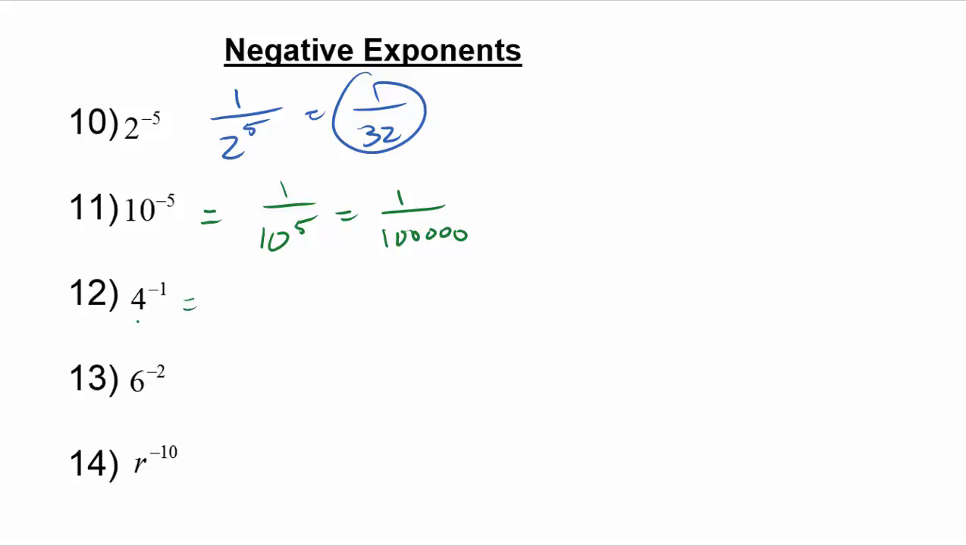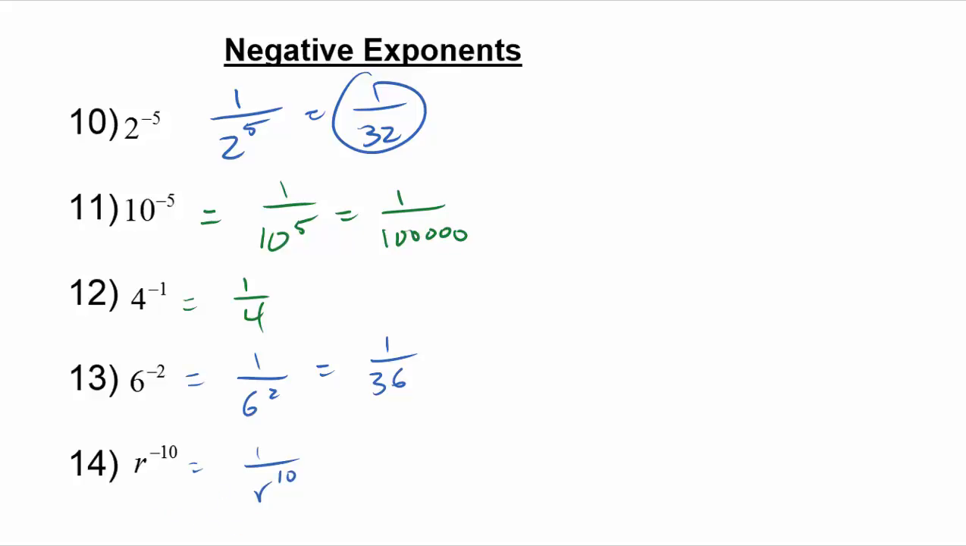Next one. Anything to the negative 1 just takes the reciprocal of that number that's being raised to the negative 1. So in this case, 4 to the negative 1, we just move 4 to the bottom. 4 to the 1 is 4. Again, if you want to pause here and try these next two on your own, you can, but this one should be 1 over 6 squared, which is 1 over 36. And finally, we would have 1 over r to the 10th for our last answer here.